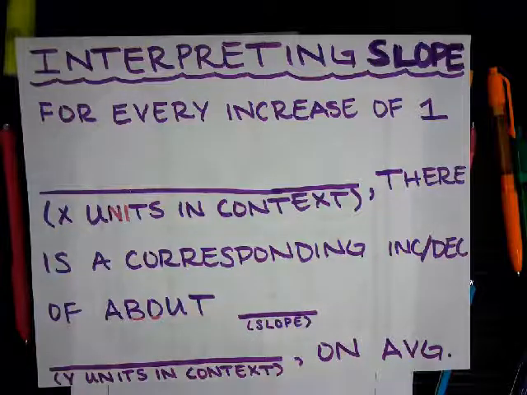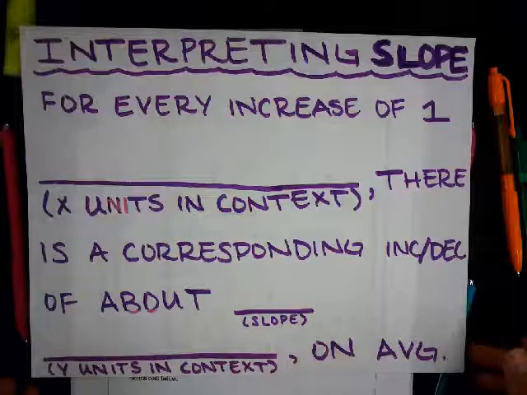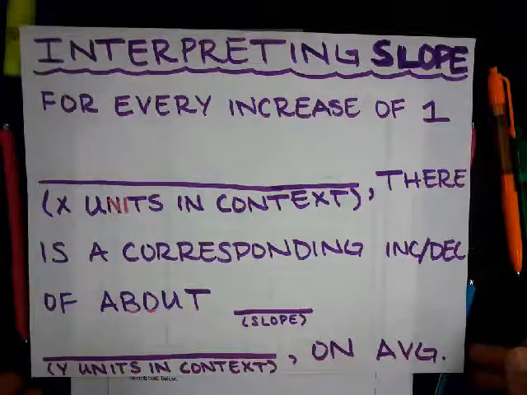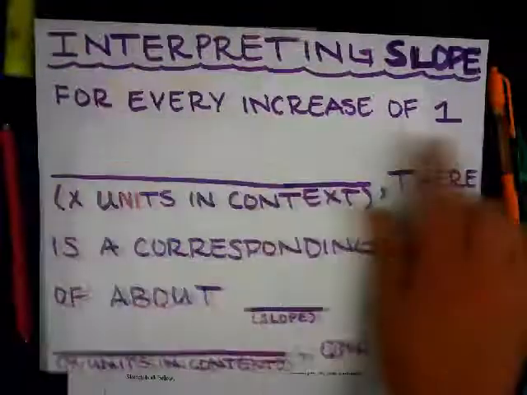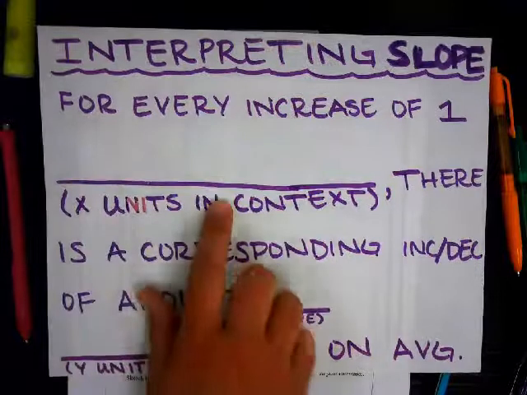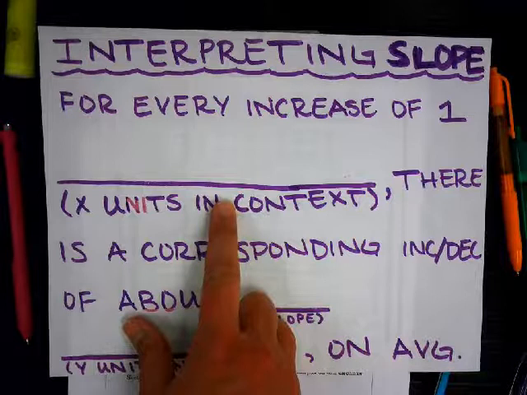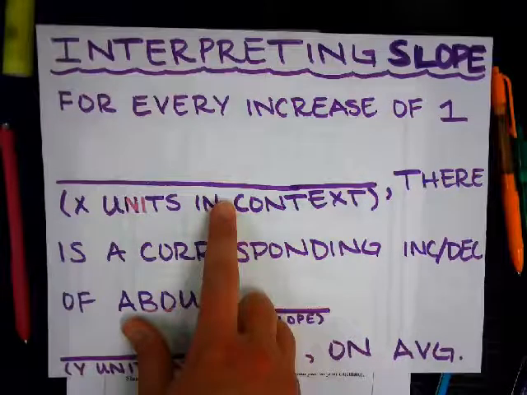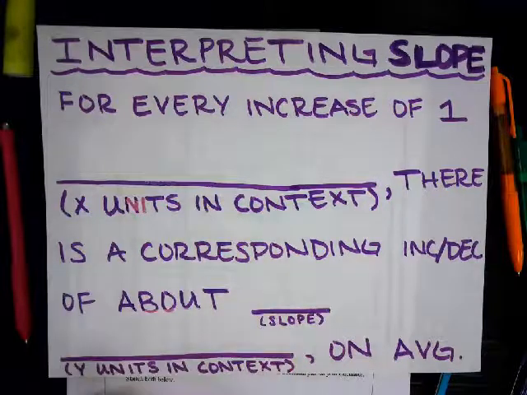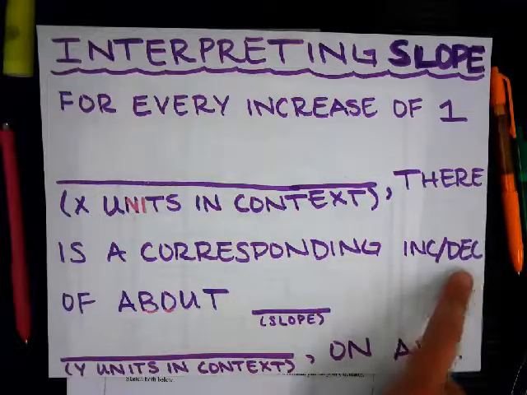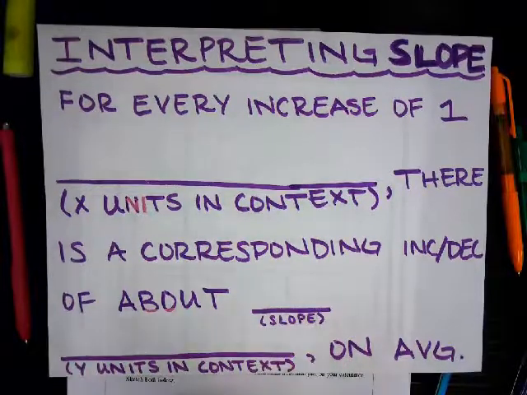All right. So for this one, we would say for every increase of 1 month of age, because we're talking about age, that they spoke their first word, and it's measured in months. So for every increase of 1 month of age, there is a corresponding decrease, because our slope is negative, of about 1.13 points on the aptitude test on average. Sorry, my Y units in context kind of sucked.